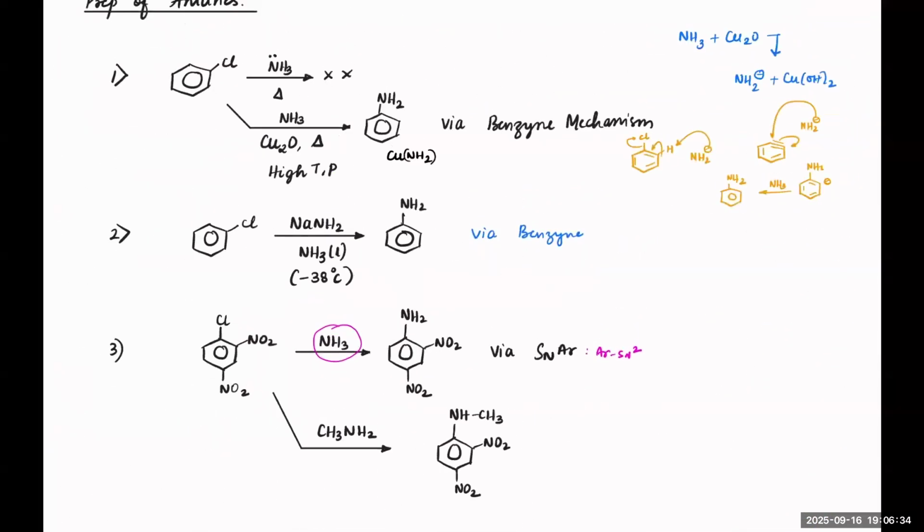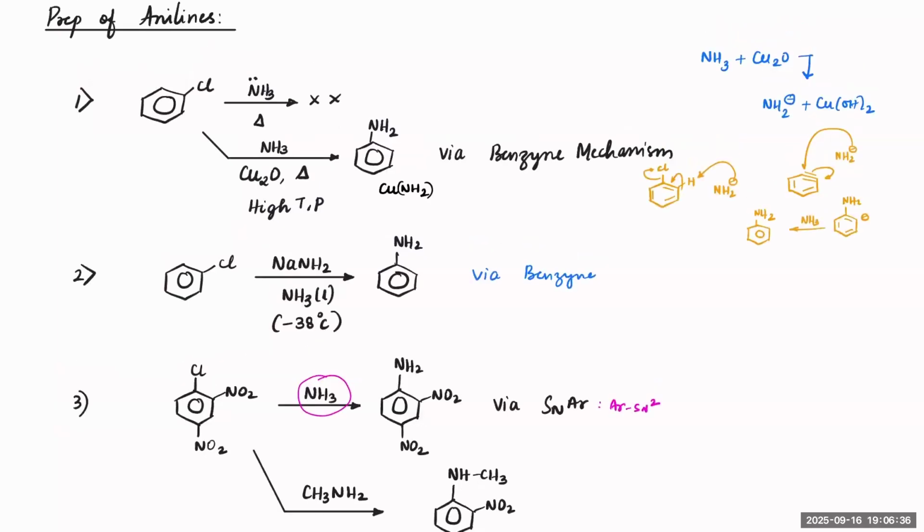Now, coming to the preparation of anilines. If you have chlorobenzene, and I try to react it with ammonia directly, no reaction will take place. But if you take the same ammonia in the presence of Cu2O at high temperature and pressure, in that case NH2 can attack, Cl can leave, and this will become NH2. But the mechanism is not that easy. It will happen via the benzyne mechanism.